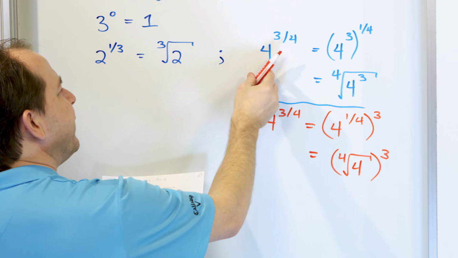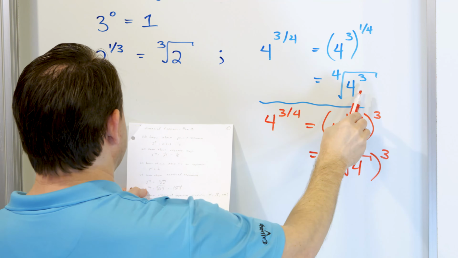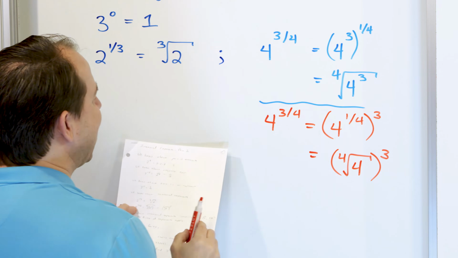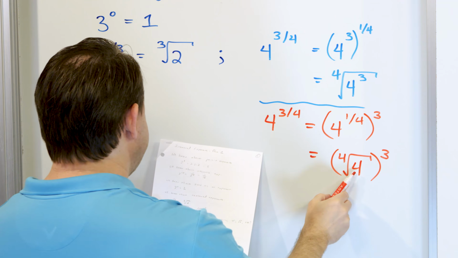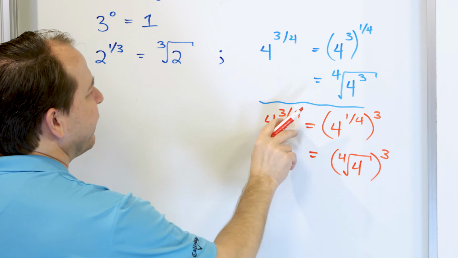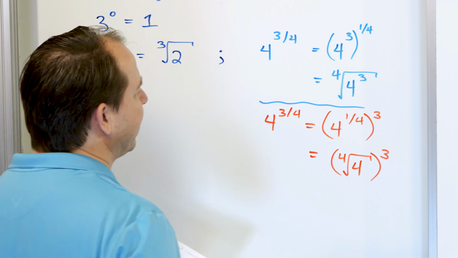So if we have a fractional exponent like this, we can raise 4 to the 3rd power and then take the 4th root of that, or we can write it as doing the 4th root first and then raising it to the 3rd power. So we can just do them in whatever order we want.